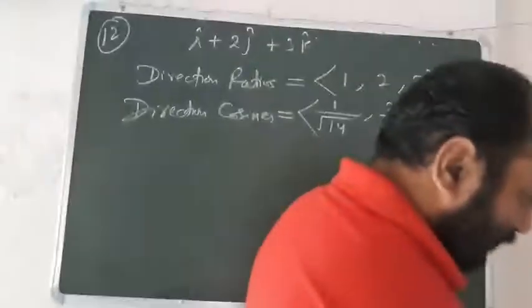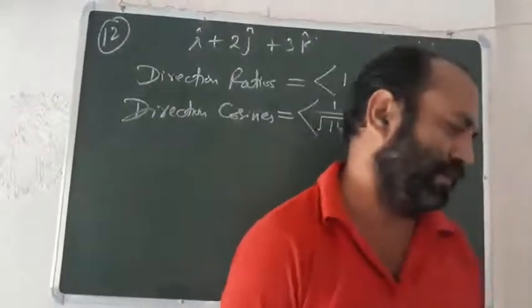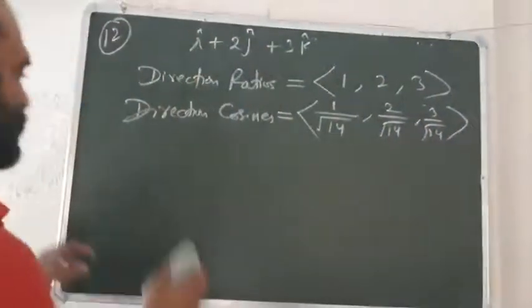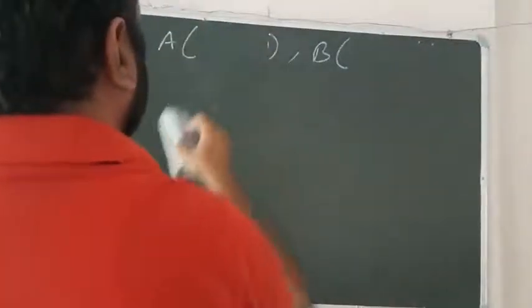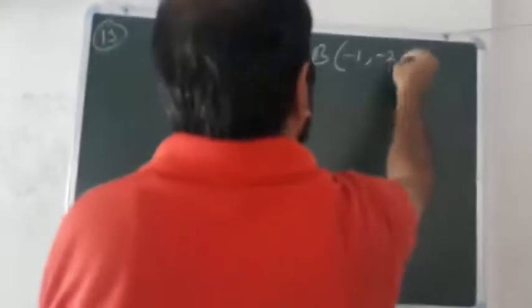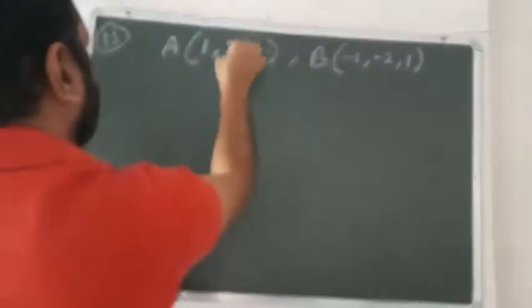Next बच्चे question number 13 is find the direction cosines of the vector joining the points A and B directed from A to B। So first of all you have to find this AB vector, then find direction cosines। This is also a very easy question। So the point A is given to you, that is -1 -2 1, and the coordinates of B are 1 2 and -3. These are the coordinates of A and B.